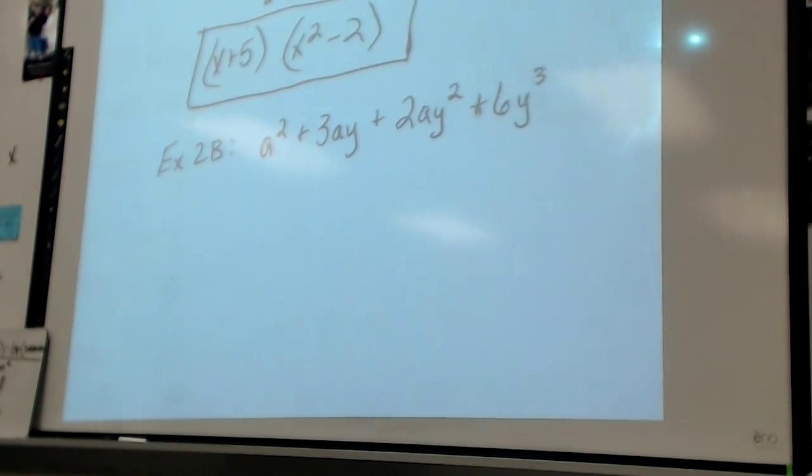What's the first thing I want to look for? A GCF. Do all four of those terms have something in common? No. So how many terms are there? I just said that, but 4. So what do we want to try? We want to try grouping.